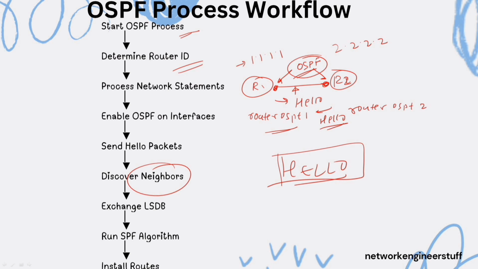Once the adjacency is up, the neighborship is up, the LSDB, which is the link state database, is exchanged between the routers. The Dijkstra SPF algorithm then gets run on that database, the best route is elected, and that is installed in the routing table. So this is, at a high level, the OSPF process workflow which you should understand.